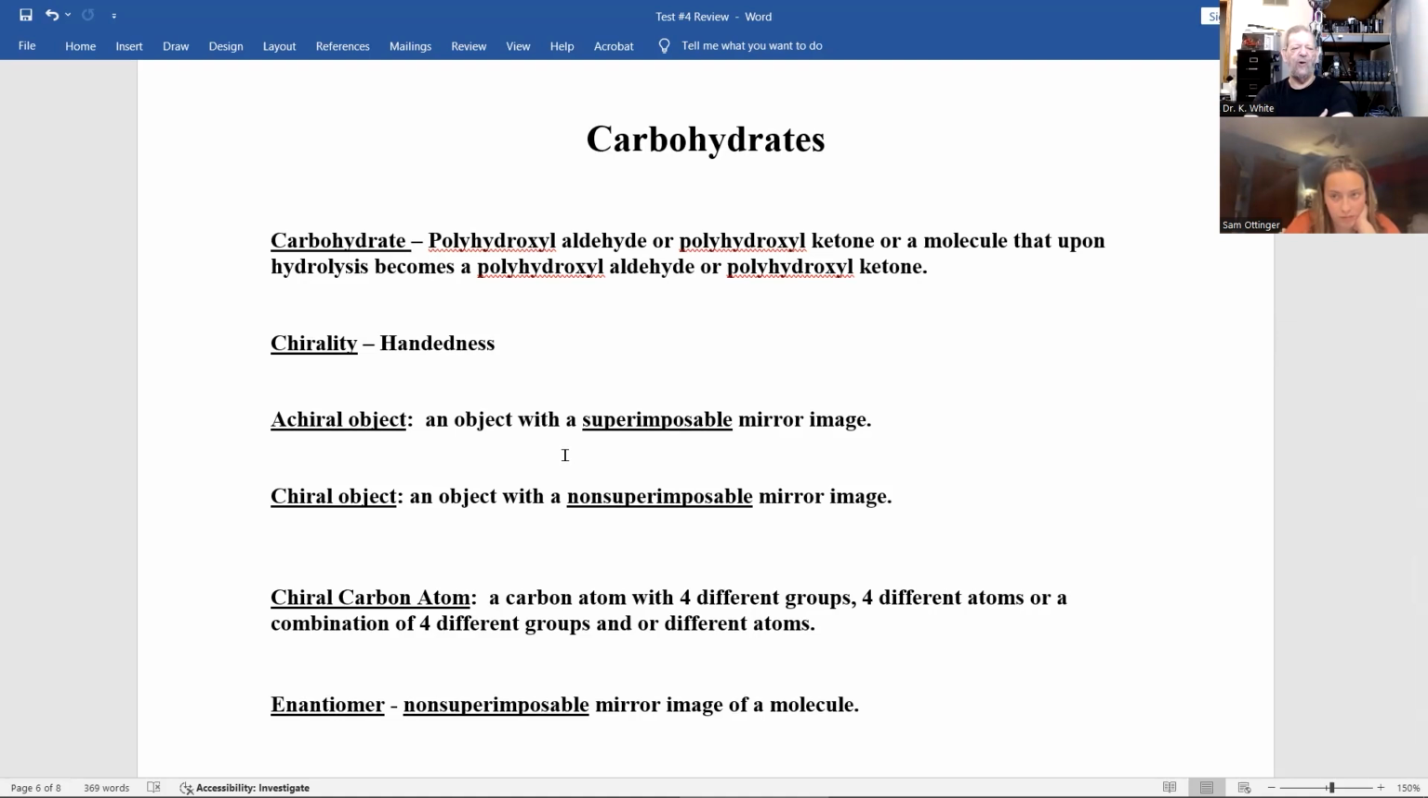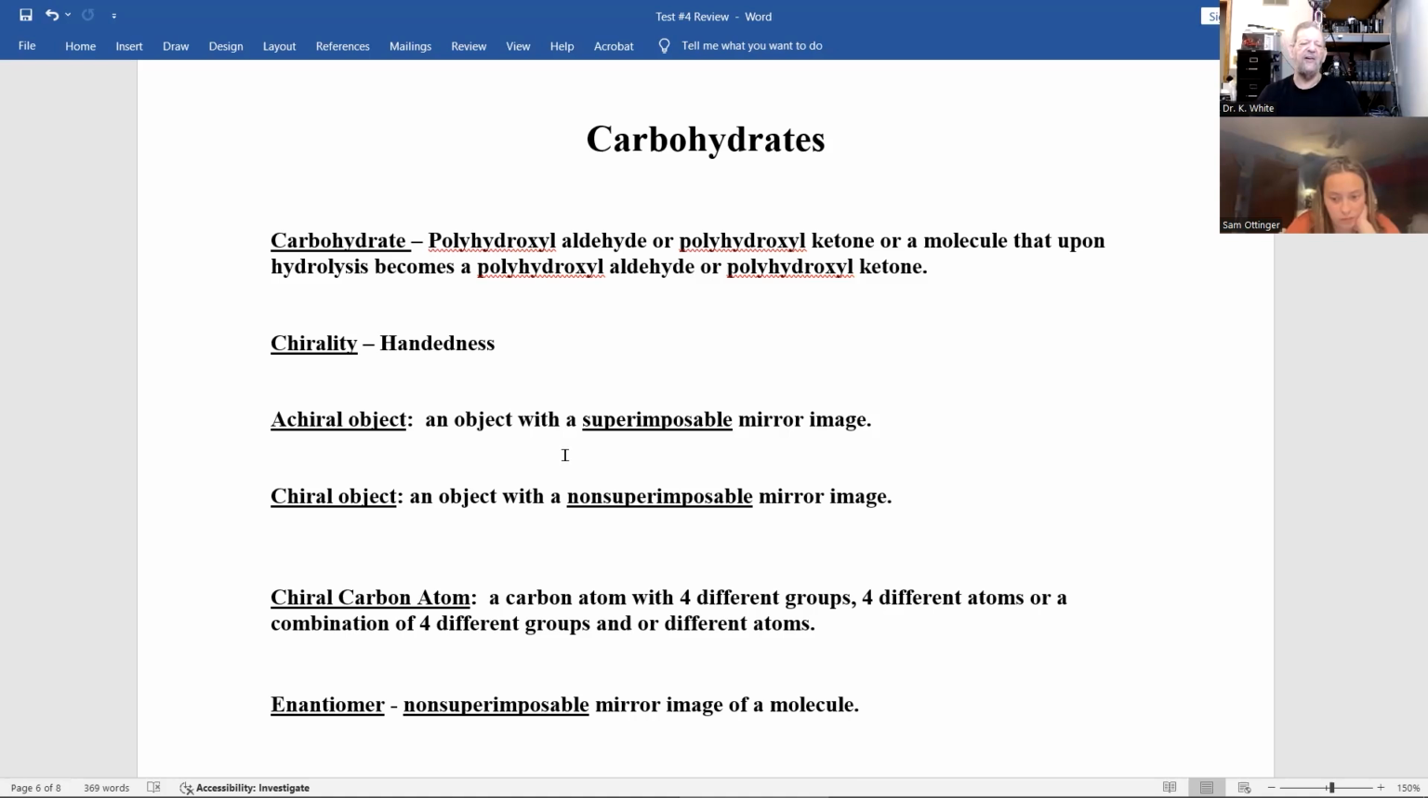All right, you should know what a carbohydrate is. It's a polyhydroxyaldehyde or polyhydroxyketone, or a molecule that upon hydrolysis, meaning reacting with water and some catalyst, becomes a polyhydroxyaldehyde or ketone. Poly means many, hydroxyl means OH groups. So there's a molecule with either a lot of OH groups in an aldehyde or a lot of OH groups in a ketone, or a molecule that becomes those.